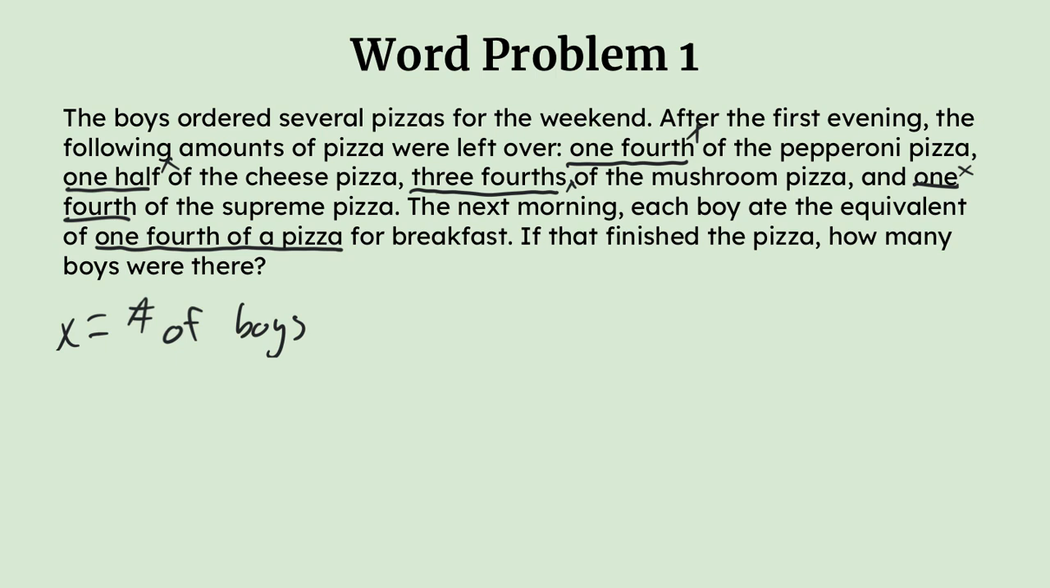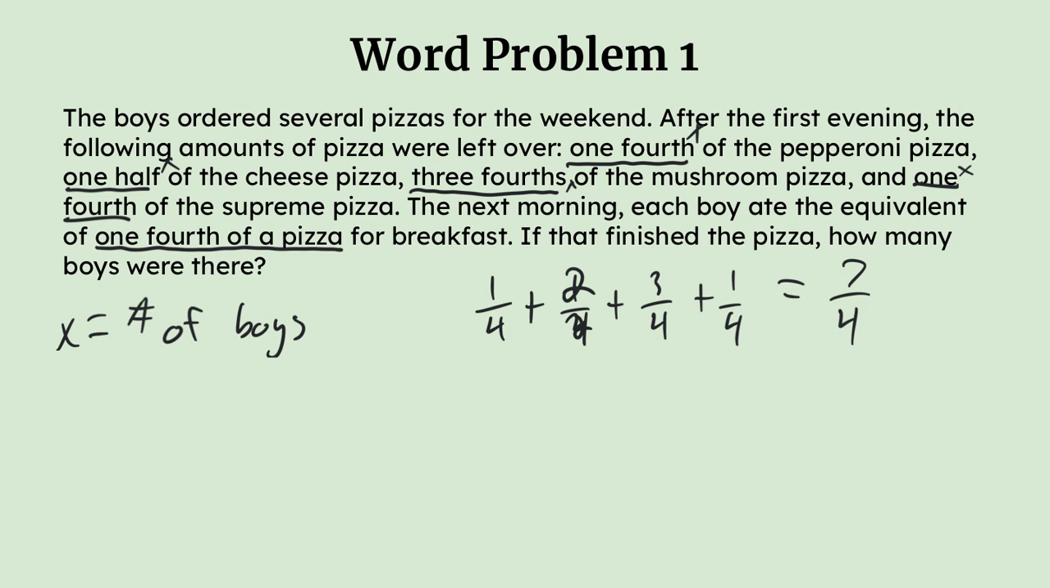So what we're going to do to solve this is add the pizzas together. So we'll have 1/4 plus 1/2 plus 3/4 plus 1/4. Change the half to fourths. So that's 2/4, add straight across. 3, 6, 7 fourths of the pizzas were left. So basically 1 3/4 pizza were left.